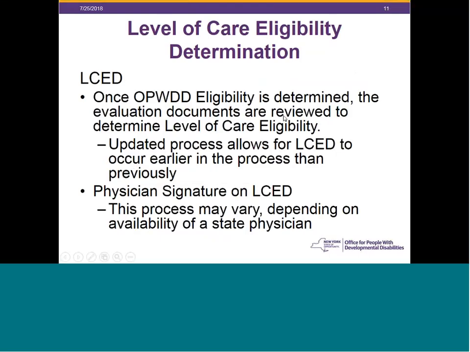So once OPWDD eligibility is determined, the evaluation documents are reviewed to determine the level of care. You will upload whatever additional information is needed for the LCED, but basically the only additional information needed is the review and sign-off on the LCED form by the physician. So the physician will sign off on that LCED form.